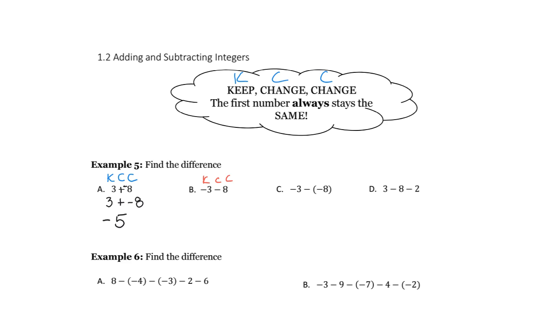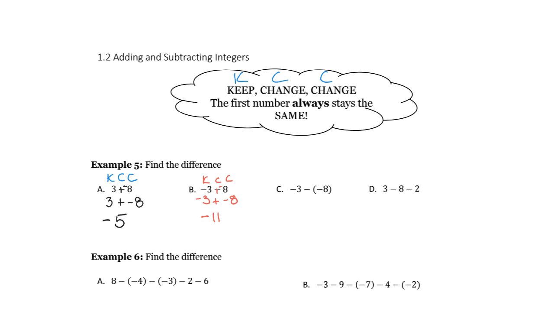Keep, change, change. Keep the first number. Change that to addition. Change the sign of the 8. So now it's -3 plus -8, which we know with same signs, you add and keep. So same signs, add and keep. So 3 plus 8 is 11, and you keep the negative sign.